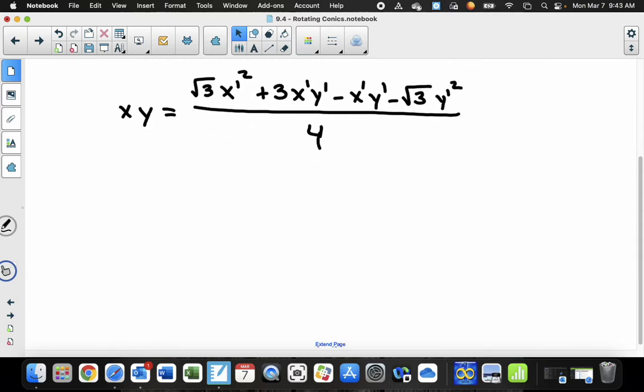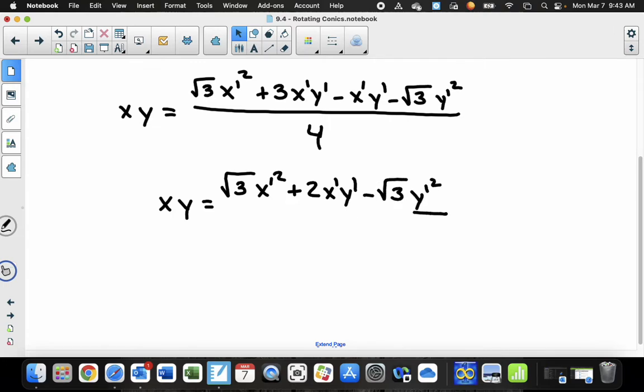Now, as we clean this up, and we'll clean this up right here, in the numerator, which terms are like terms? Yeah, you got x, y's. So we can combine those two terms into one. So we have the square root of 3 x prime squared. Positive 3 minus 1 means I have a positive 2 x prime y prime. And then we still have the minus square root of 3 y prime squared.